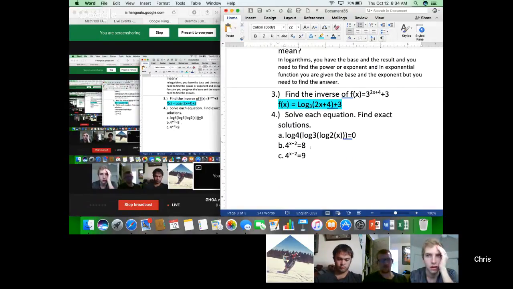Solve the equation. Find exact solutions. Well, x equals 0, right? Yeah, because you're trying to find what power is going to give you 4 to the power of blank equals 0. And 3 to the 0 and 2 to the 0 is 0 because 0 is everything.